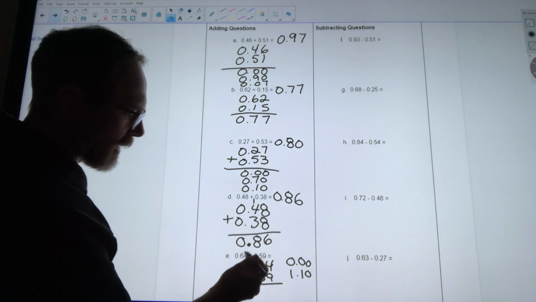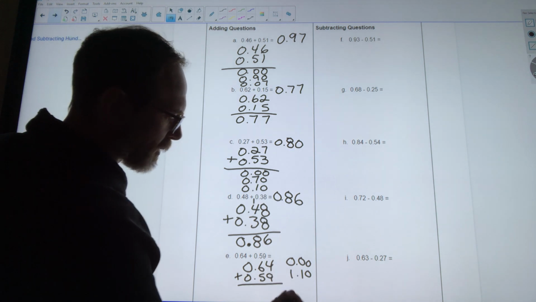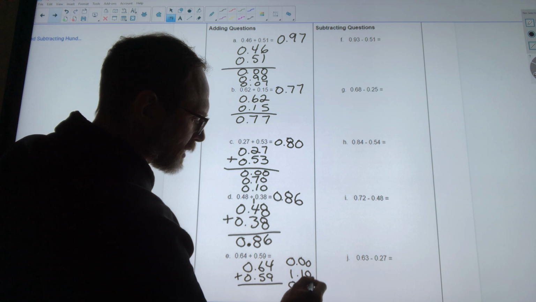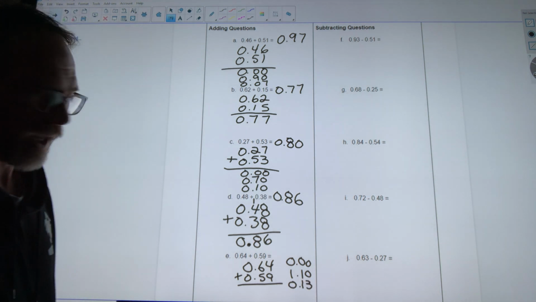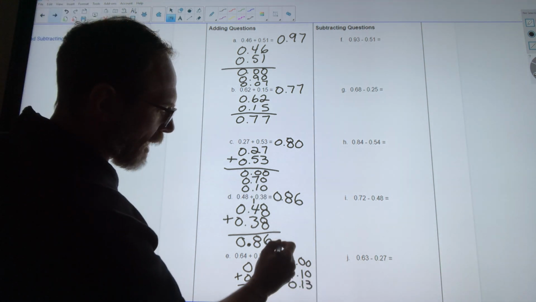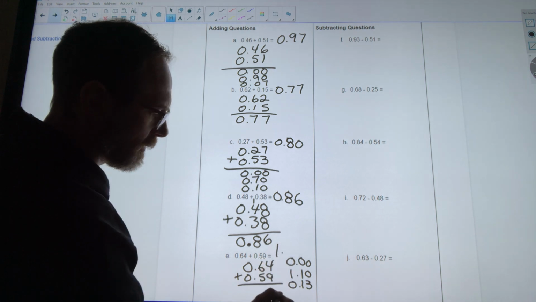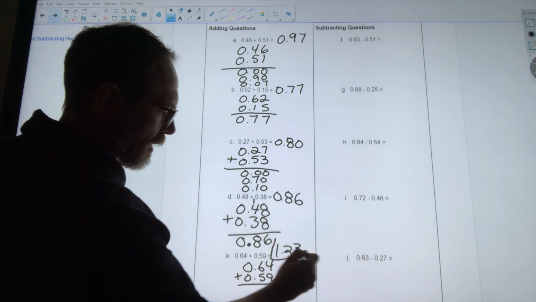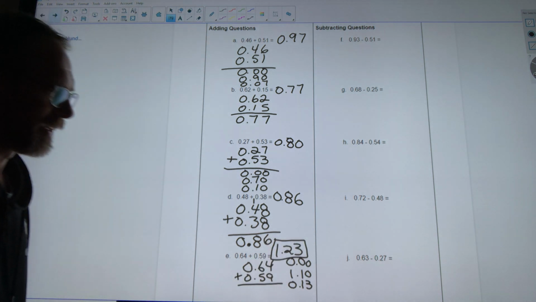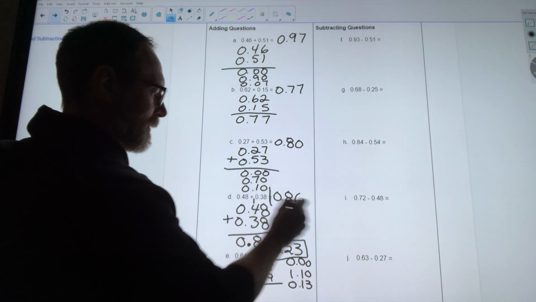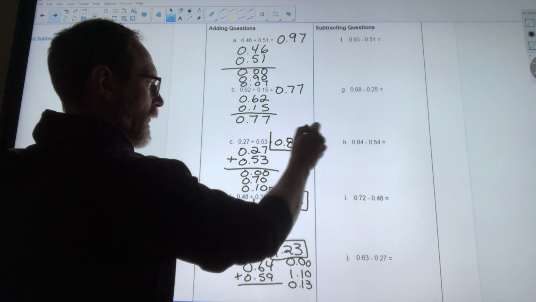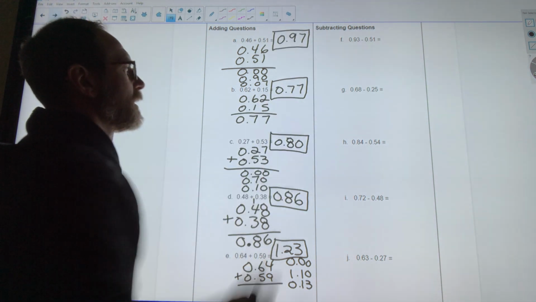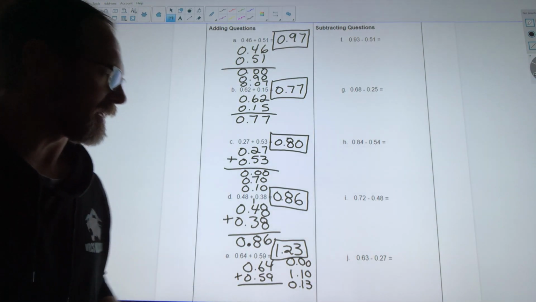And then in the hundredths, I have 4 hundredths plus 9 hundredths. That would give me 13 hundredths, which would actually be 1 tenth and 3 hundredths. So if I put these together, I would have 1.23. And I'm just going to put a square around that because I have a lot of numbers around there, to make sure that you see the answer. There's this answer, this answer, this answer, and this answer. Those ones aren't as tight together as E.